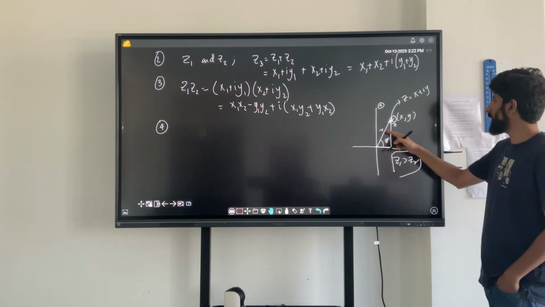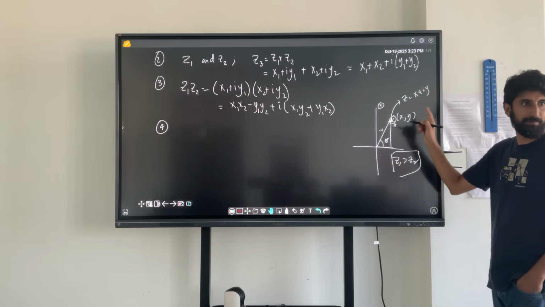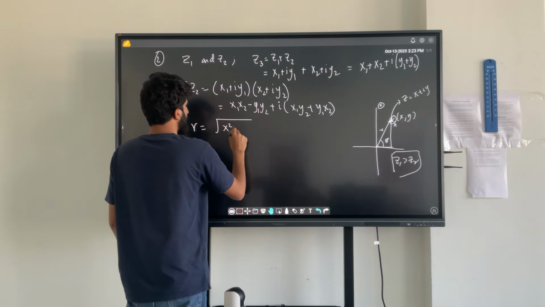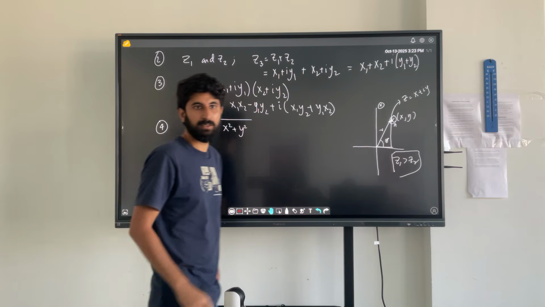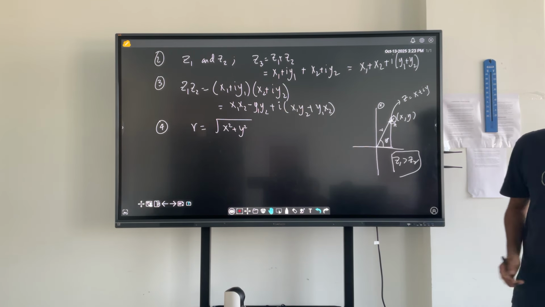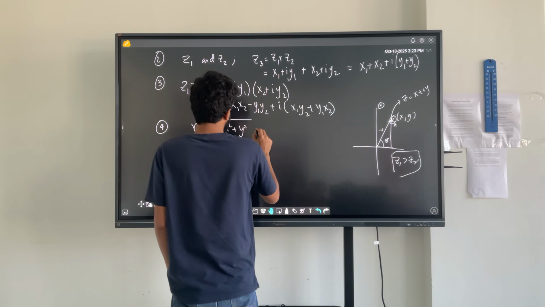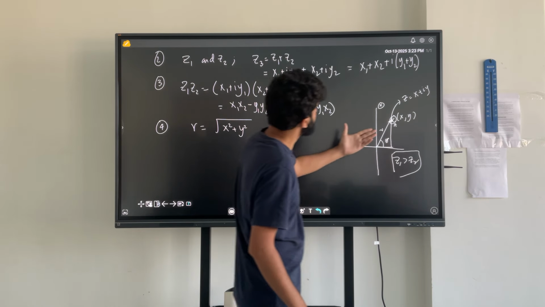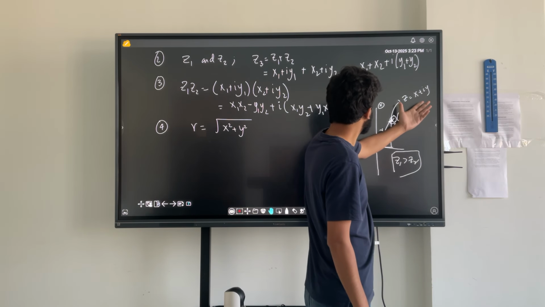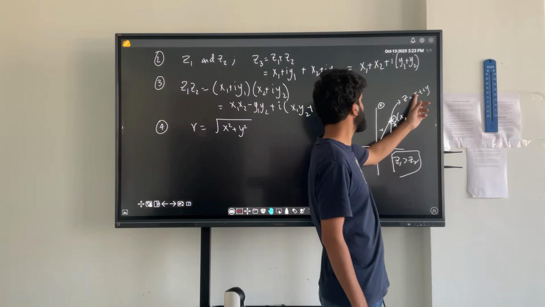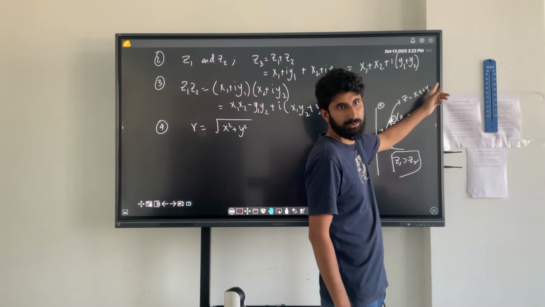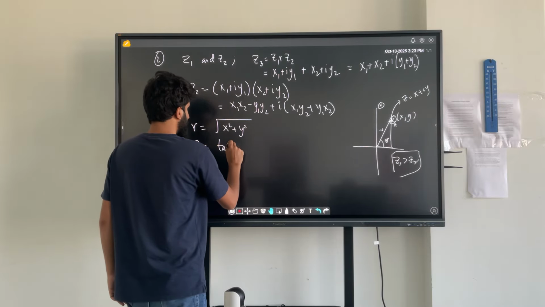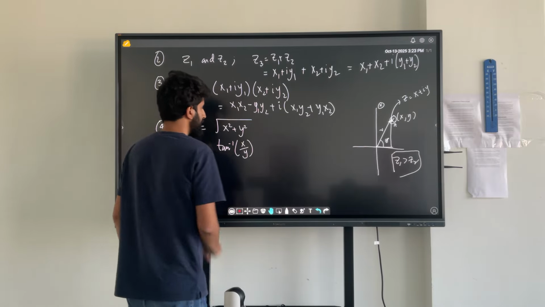So let's figure out what they are in terms of this new language. So r is basically square root of x square plus y square. It's the length, basically Pythagoras. This is also basically the square root of the first number square and the second number square. And theta is what? Tan inverse y by x.